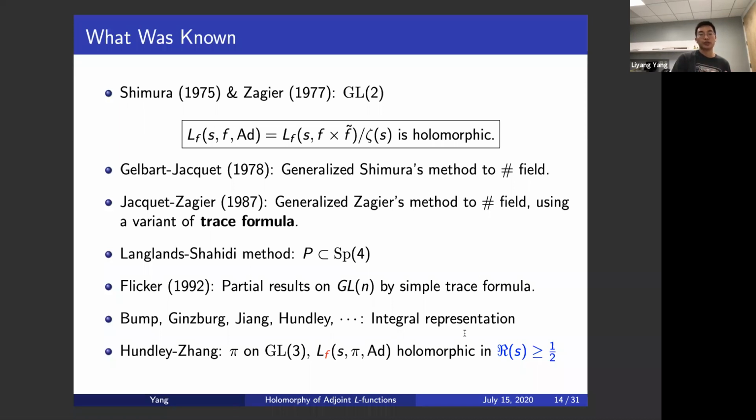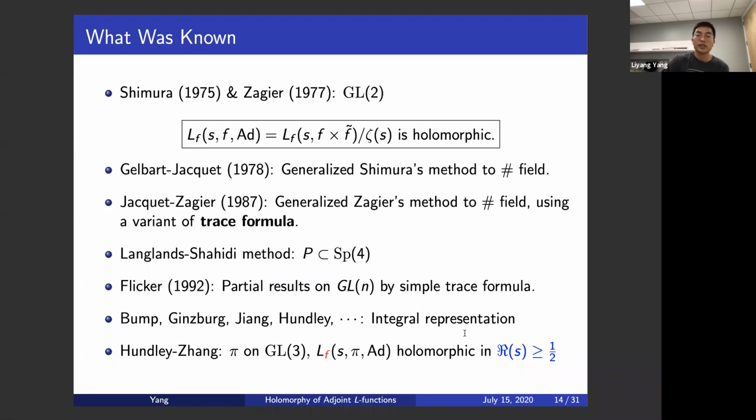Here are some other approaches to attack this problem. One of them is based on integral representations. It was pioneered by Ginzburg and developed further by Ginzburg himself and Bump, Jiang, and Hundley. They constructed some integral representations for adjoint L-functions on lower rank groups, like GL3, GL4, and verified this for unramified places. So it works for partial adjoint L-functions. I think they have some work on GL5, but maybe not quite complete.